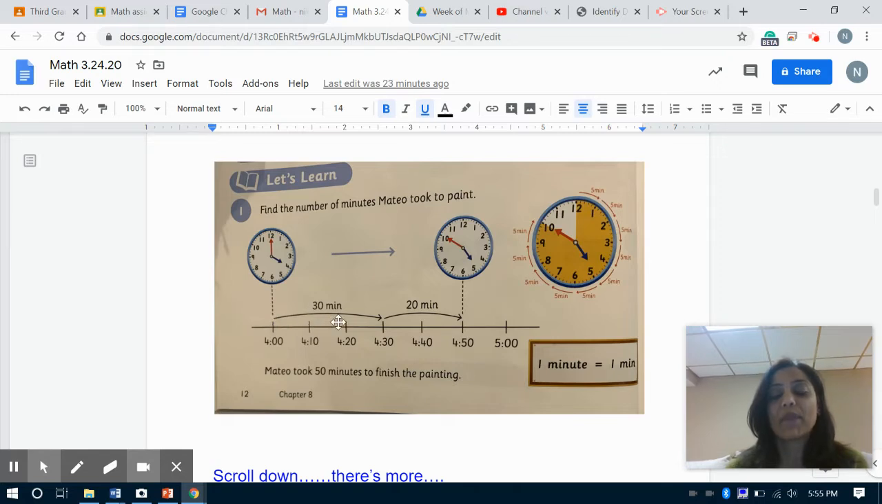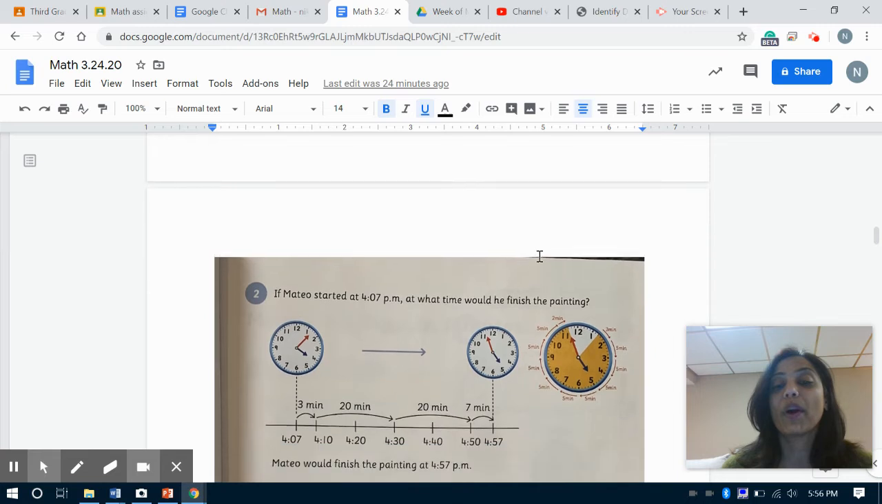Instead of just counting up by tens, we can say from 4 o'clock to 4:30, that's 30 minutes. And then from 4:30 to 5 o'clock, it's 20 minutes. Therefore, 30 plus 20 is 50. It took Matteo 50 minutes to finish the painting. And here on this analog clock, you can see that you can also count by fives, looking to see how long it takes from 4 o'clock all the way up to 4:50.